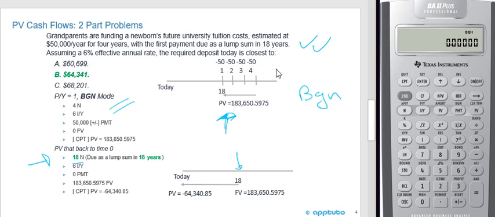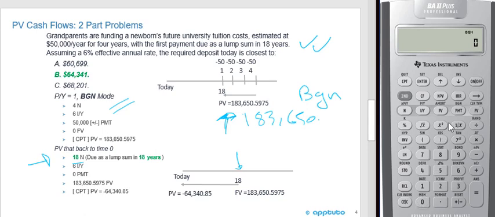So the first part of the question is basically the same. I need a 50,000 payment, and there's zero future value. I'm using the same 6%, so 6 I/Y, and that's for 4 years, correct? And so I'm going to compute my present value. You can see here it's a different number because I'm using the beginning mode. So at the beginning of the 18th year, I need 183,650, okay? So again, I can just hit the plus or minus key and make that my future value.